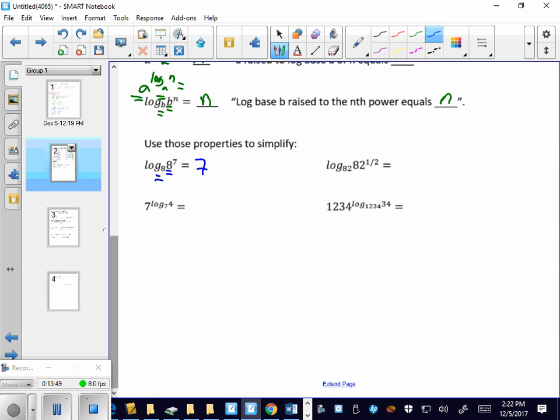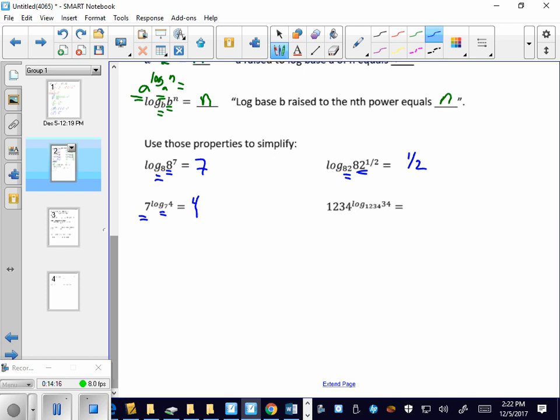Again, I really hope you guys are seeing this, because this is actually one of the easier things to do. And the second one down, now the log is in the exponent, but the bases are the same, so it's the base 7, it should just equal 4. Okay, the one on the upper right here, log base 82, the base of the exponent is 82, so the answer is 1/2.